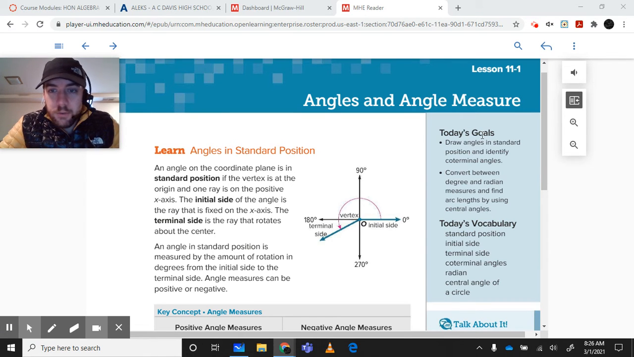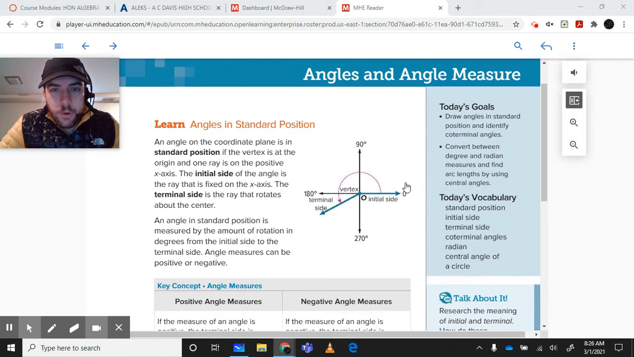So today's goals are to draw angles in what we call standard position and identify coterminal angles. We're also wanting to convert between degrees and radian measures and find arc lengths by using central angles. So it's two main goals. There's a series of vocabulary here: standard position, initial side, terminal side, coterminal angles, radian, central angle of a circle.